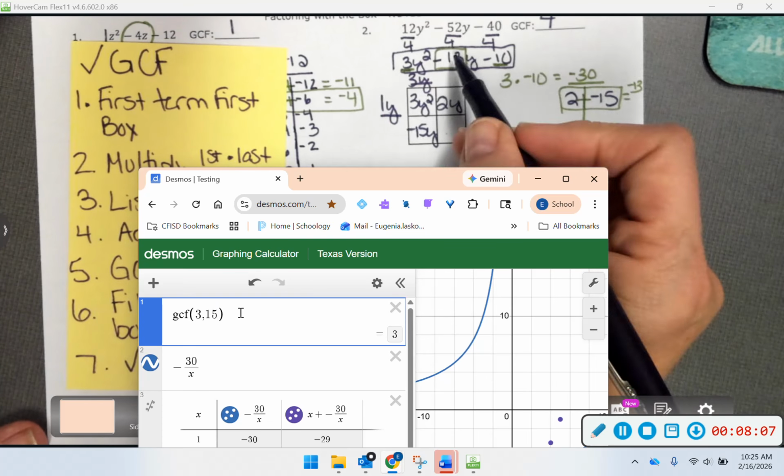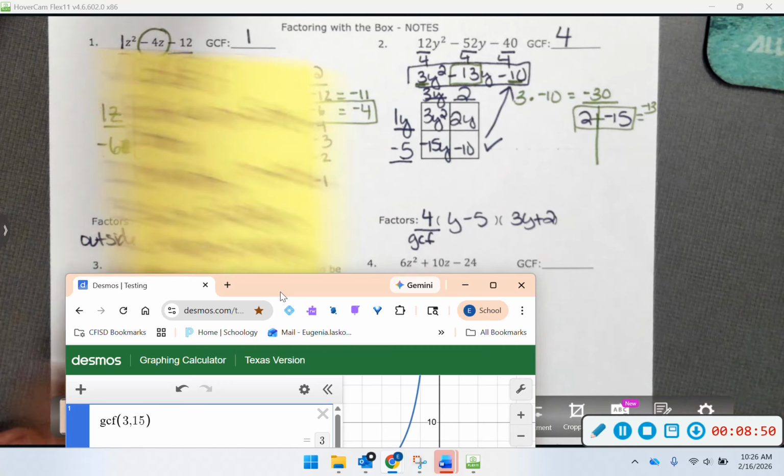Now I'm going to check that last box. Negative 5 times 2 is a negative 10. Did it equal the last term? Yes, it did. So now all we're going to do is write down our factors. Remember, factors are what are outside. The first factor I have to remember to write is my GCF. That's always part of the factor. The outside over here is y minus 5, and the outside up top is 3y plus 2. So I have three factors, 4, y minus 1, and y plus 2. So we're going to follow these same steps for the next 3.